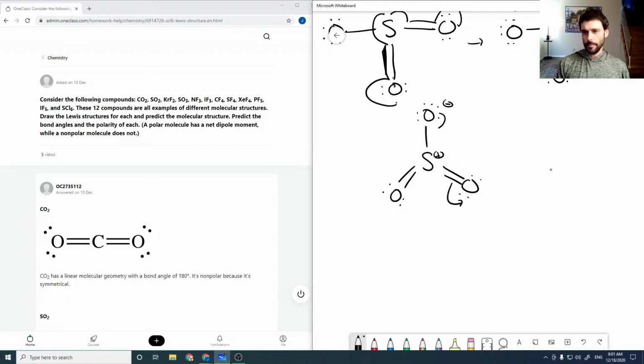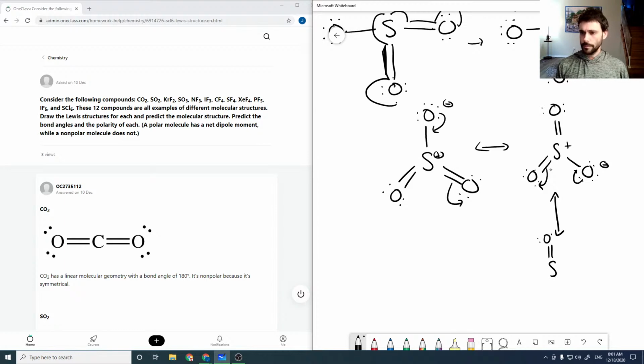But of course we have resonance structures. And so in reality, the charge is shared around the ring. And the real structure is going to be something in between. Similar to this, where we now have a positive charge definitely on the sulfur, and the negative charges are shared around.